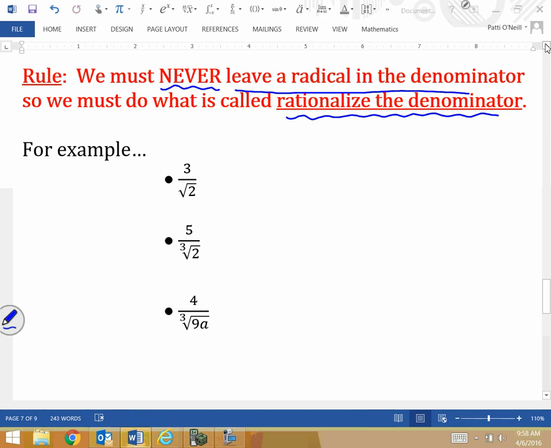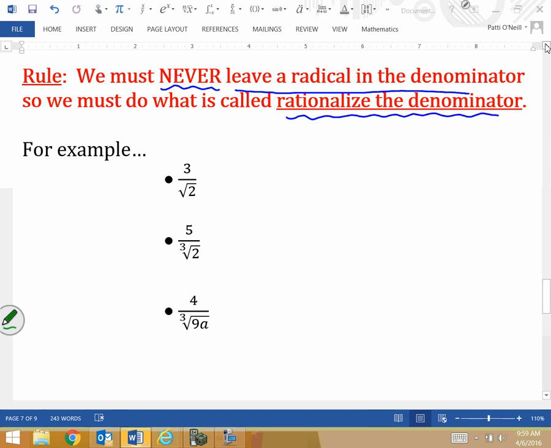So I'm going to go through 3 different problems with you, 3 different scenarios that you might run into. The first is 3 over the square root of 2. Now, the problem here is the square root of 2 in the denominator. I can't simplify either of these. I can't do anything with the square root of 2, so it's not like I can reduce that to anything or turn it into some other form. So I'm stuck in this situation, but I know that I can't have the square root of 2 in the denominator. So I have to ask myself, how do I undo a square root?